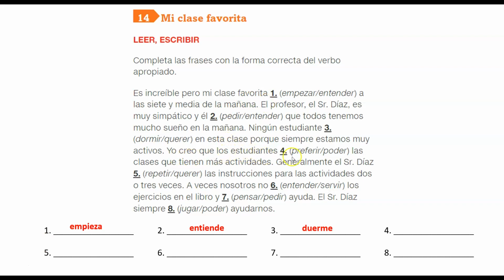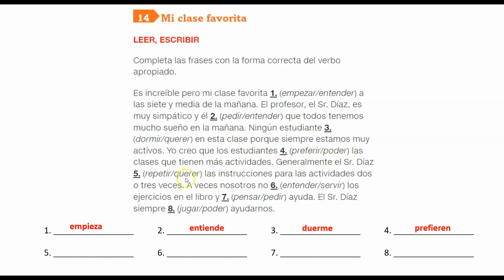Yo creo que los estudiantes blank las clases que tienen más actividades. So I think the students blank classes that have more activities. Are they able to or do they prefer? They prefer. So it would be prefieren. Because of estudiantes, the students, you would use the they form, the ellos form.